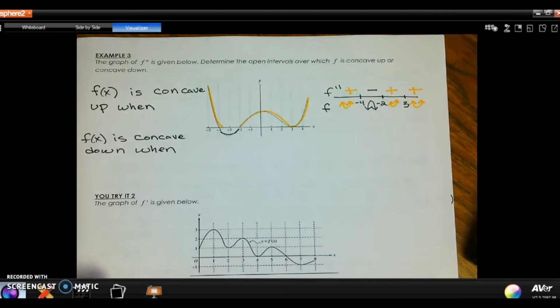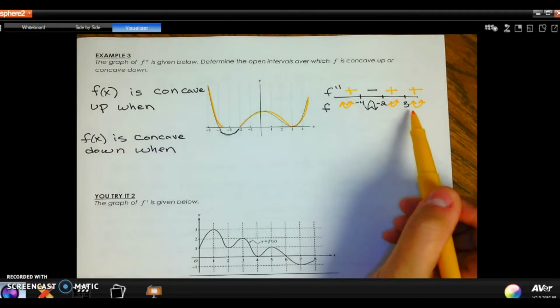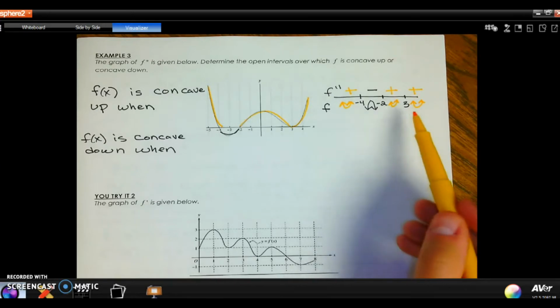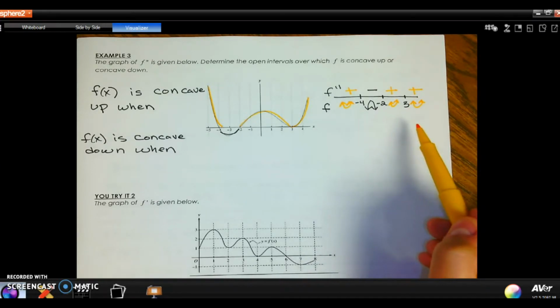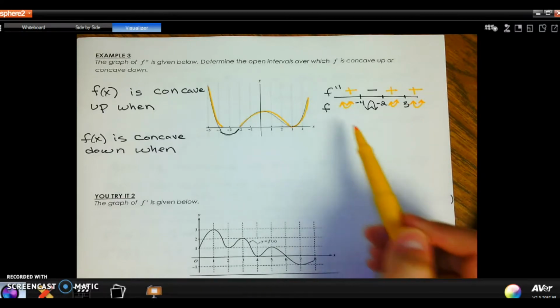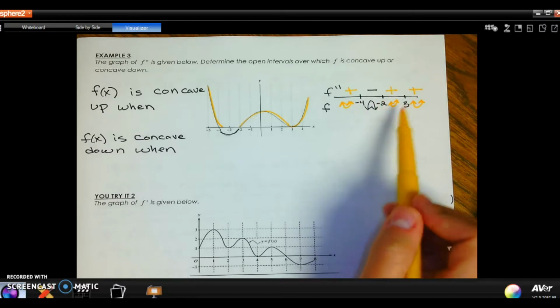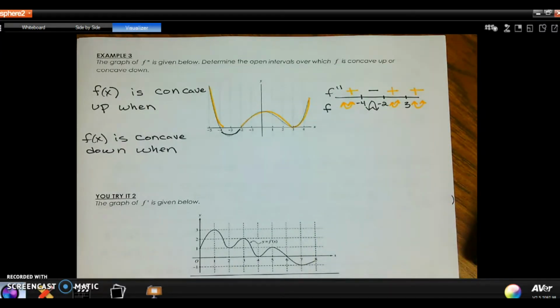So for this problem, what I'd really like you to see is they could ask you about 3 specifically, if 3 is a point of inflection. Now remember, an x value is only a point of inflection if it actually changes concavity. So in this problem, the points of inflection would be at x equals -4, and again at x equals -2. X equals 3 is not a point of inflection because it did not actually change concavity.